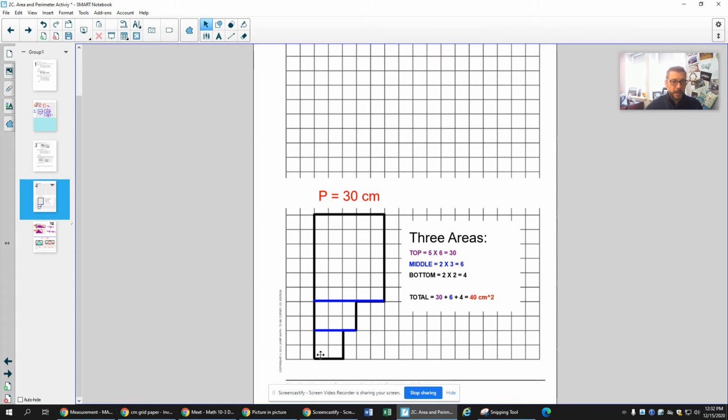My bottom rectangle happens to be a square, even though it's still a rectangle. It's 2 by 2 is 4. So my perimeter all the way around is 30. My total area, though, is 40 centimeters squared. And that's just a way, again, to do centimeters squared.